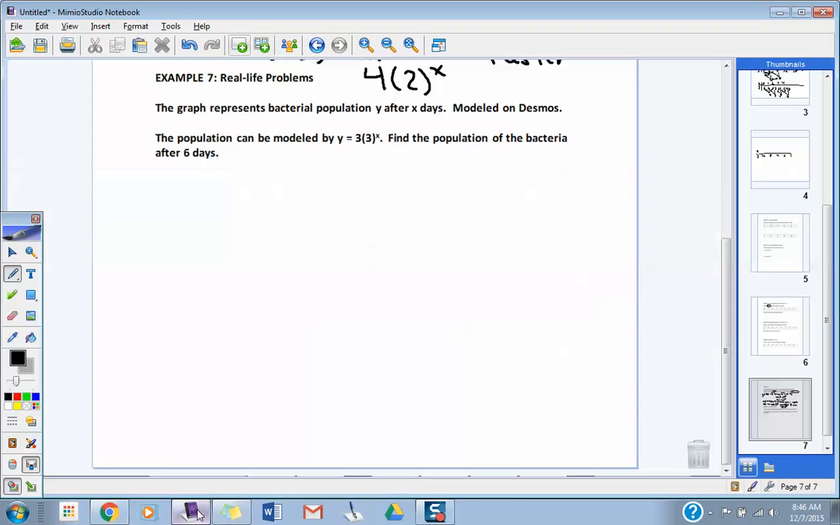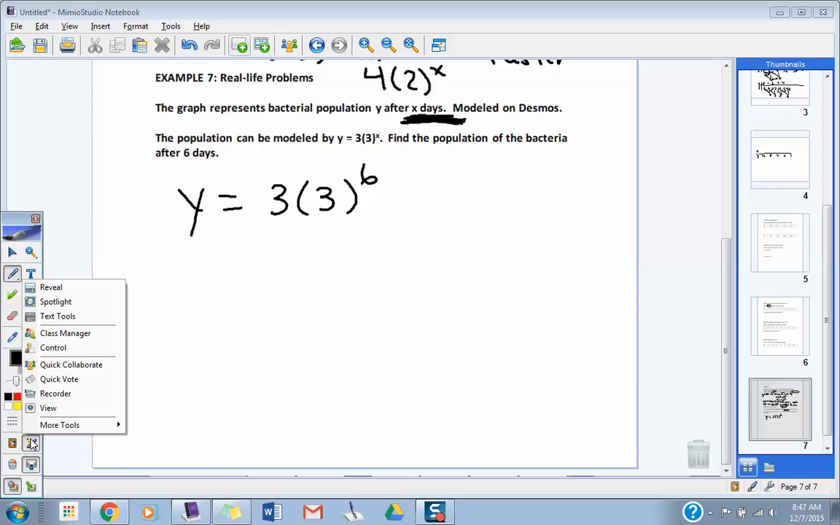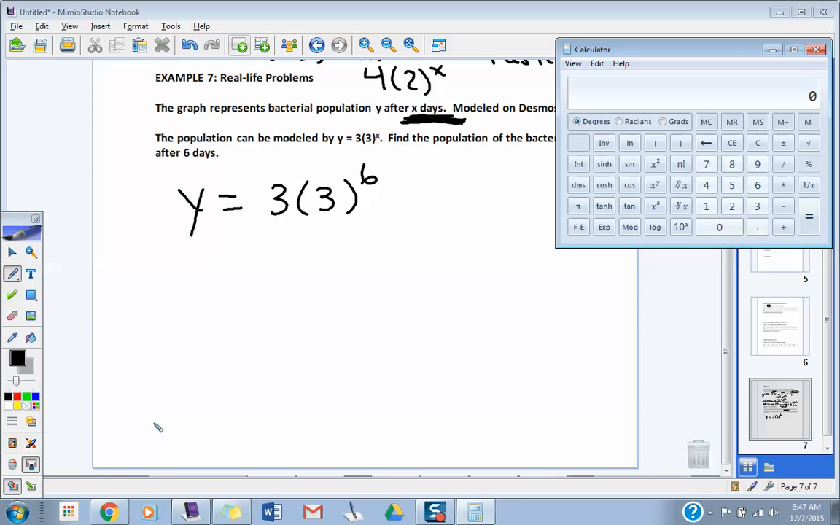So guys, when they say right here, the population can be modeled by Y equals 3 times 3 to the X, find the population of the bacteria after 6 days. Well, guys, what did X represent right here? Days. So we're going to take this 6 and substitute it in for which variable? So we're going to say the number of bacteria after 6 days, which is Y, that's going to equal 3 times 3 to the 6th. Now I know we spent some time on Thursday saying, let's make sure our keystrokes are correct. Would I do the 3 times 3 first or the 3 to the 6th power first? 3 to the 6th. So I'm going to do that.